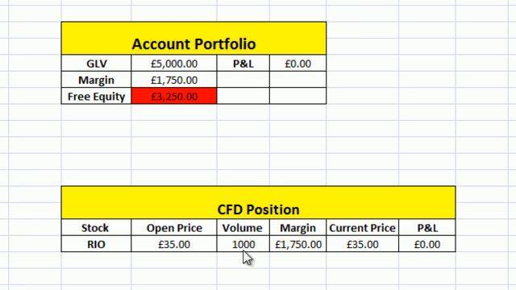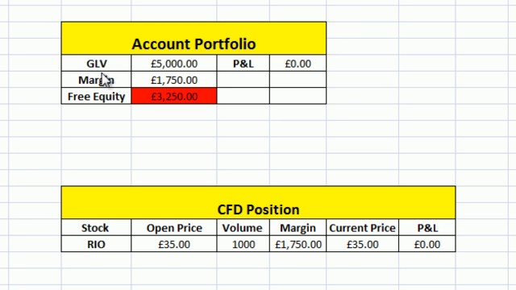Now that's obviously a $35,000 position that we're going to take, but our margin's only going to be 5%, leaving us with a margin of 1,750 quid. The current price is still £35. Your P&L at the moment is 0. We've just entered it, so our free equity that was 5,000 is now reduced to 3,250, because 1,750 came out of that as margin, as we can see down here. So we've still got an account value of £5,000.